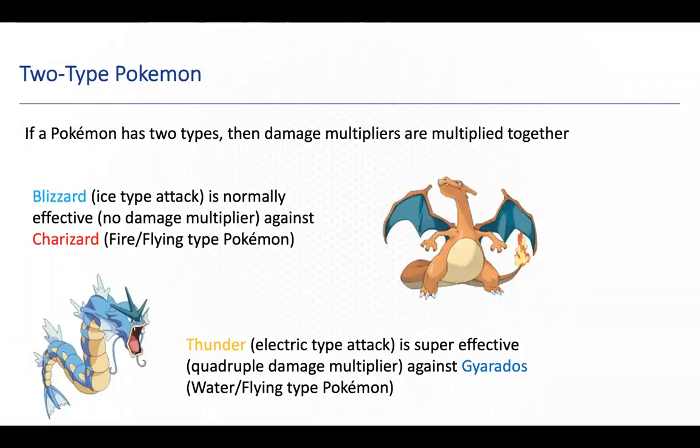But an example lower there is Gyarados on the left. If you attack with an electric type attack, it's very effective. You end up with a damage multiplier of 4 because Gyarados is water and flying both. So all of this needs to be in our modeling.